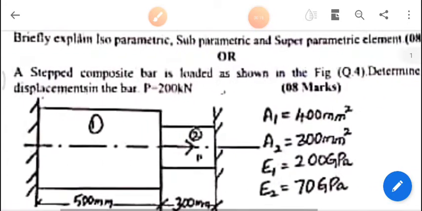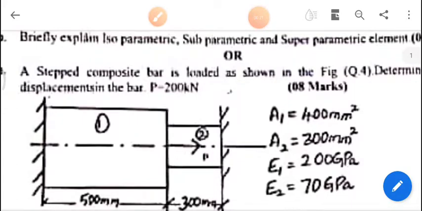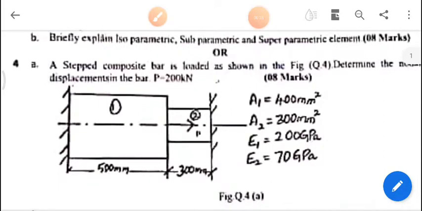Determine the nodal displacement in the bar, where P is given as 200 kilonewton and the cross sectional area of the first stepped bar is 400 mm square, and the area for the second step is 300 square. Young's modulus is 200 gigapascal for the first element, and for the second element Young's modulus is 70 gigapascal.